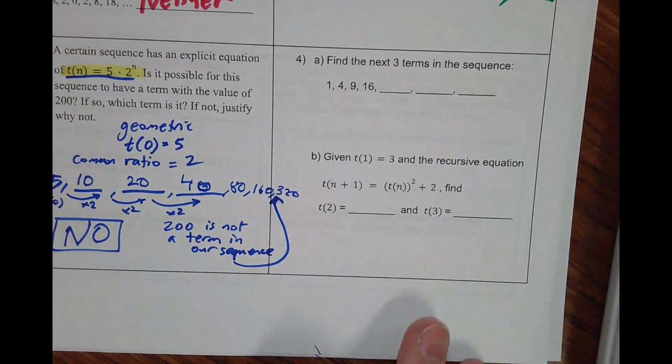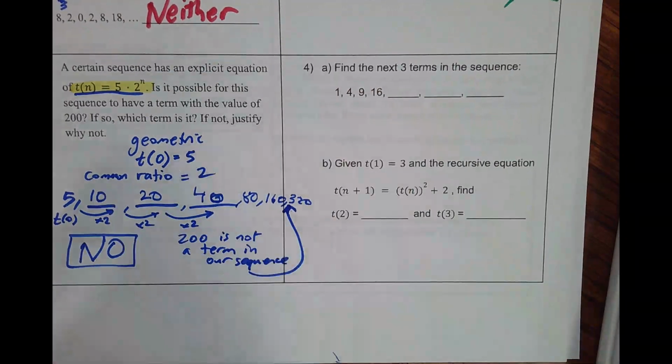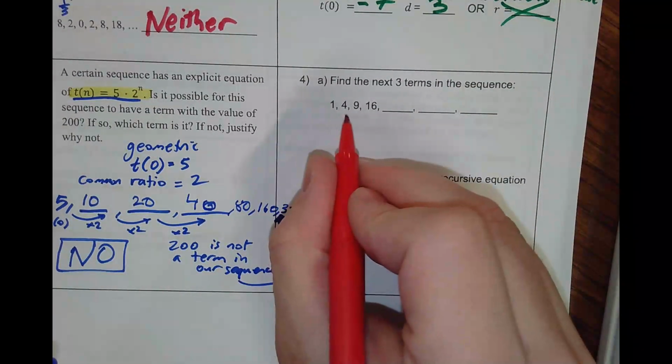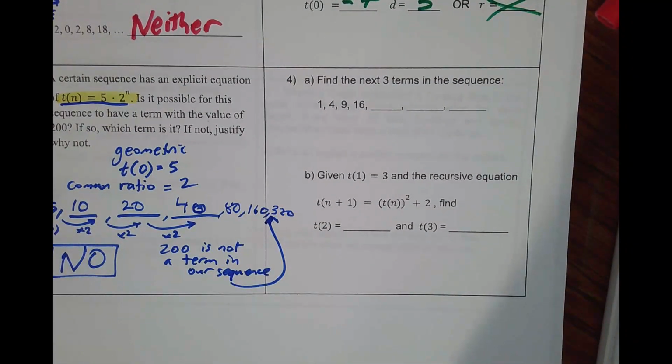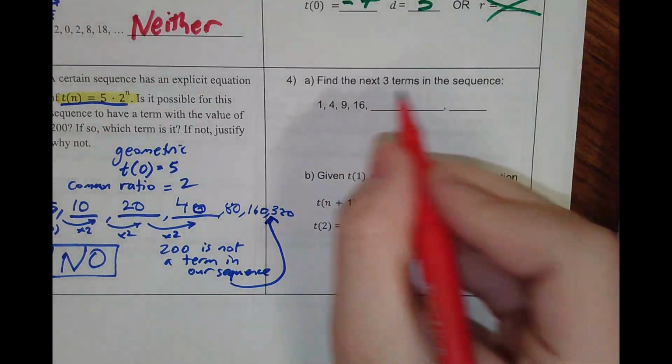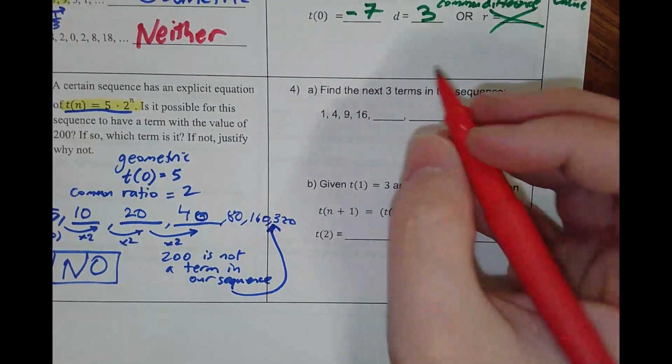Okay, let's move on to number 4. Find the next 3 terms in this sequence right here. This one is going to be a neither sequence. It's not adding the same number, it's not subtracting, it's not multiplying, it's not dividing. This one has a different type of sequence. Well, we can still recognize patterns that might happen here.